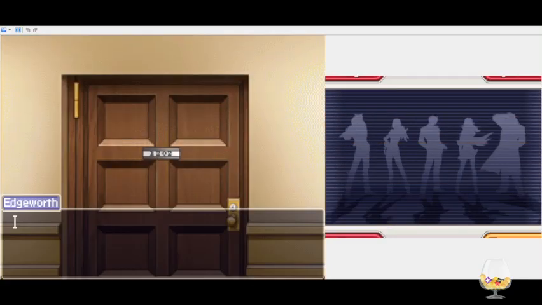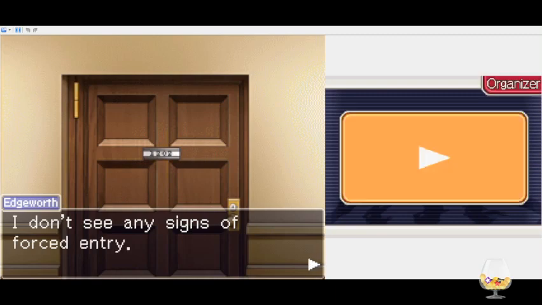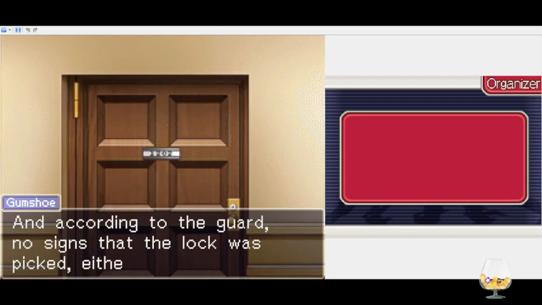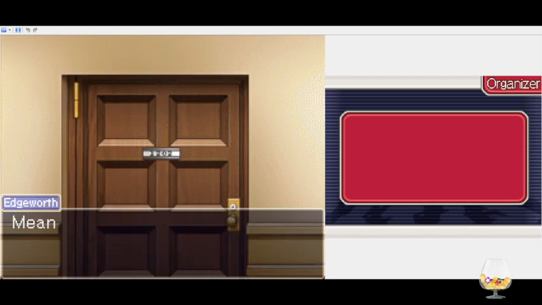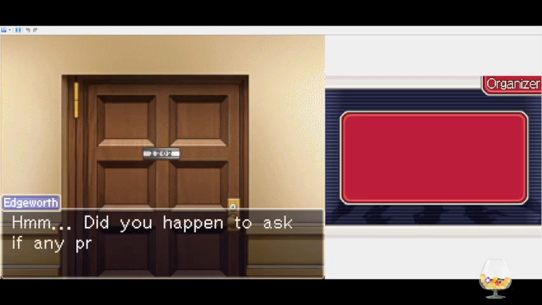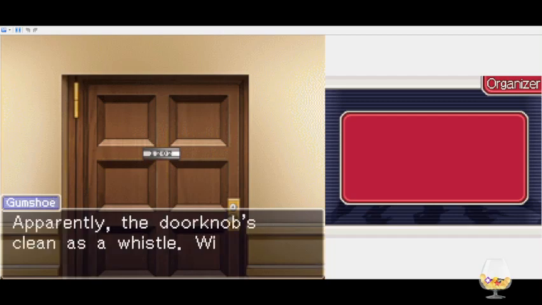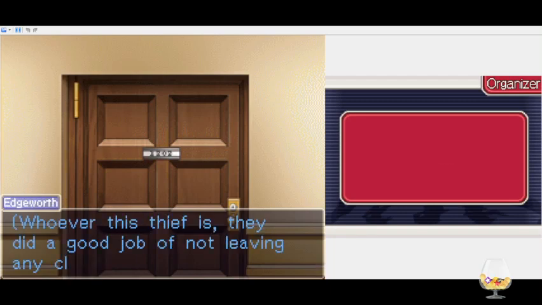Now what about Edgeworth's door? I don't see any signs of forced entry. And according to the guard, no signs that the lock was picked either, sir. I mean, the door really was open with a key. Did you happen to ask if any prints were lifted from the doorknob? Apparently the doorknob's clean as a whistle. Wipe, they think. Whoever this thief is, they did a good job of not leaving any clues behind.